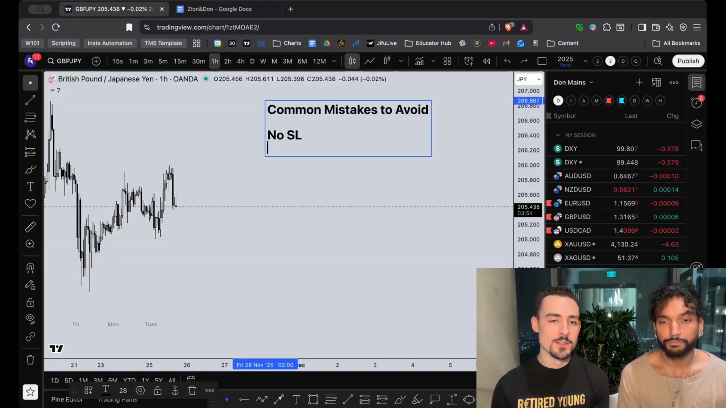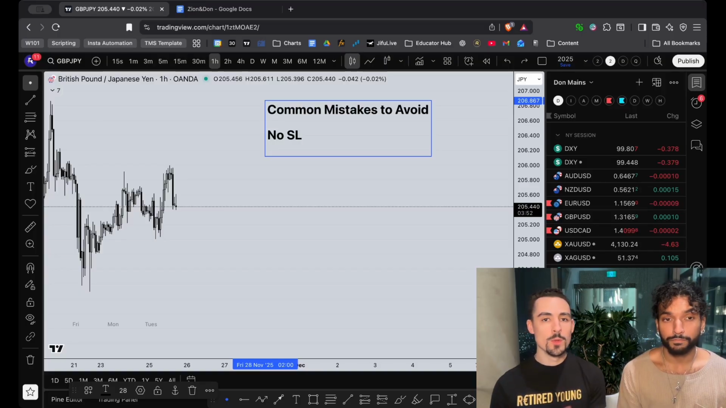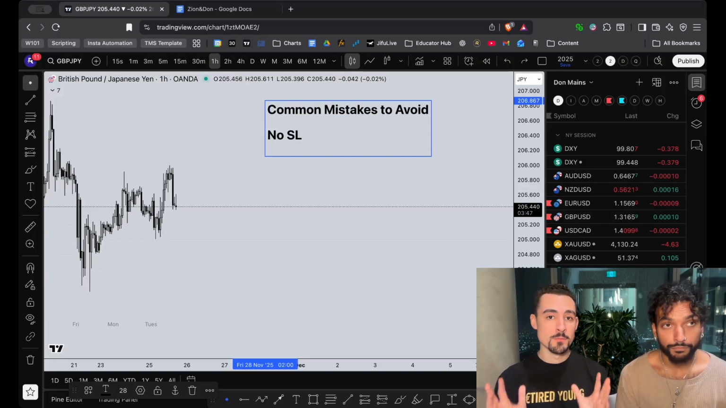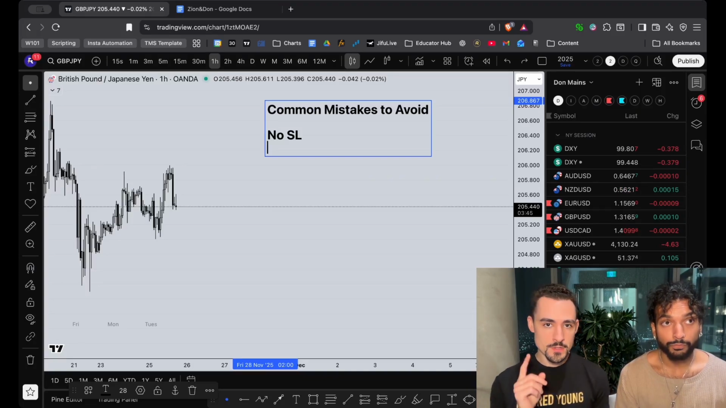Something to consider as well is you could have a great week trading. You could have a great month trading. You could have consecutive fantastic months trading. All it takes is one error for all of that to go out the window.